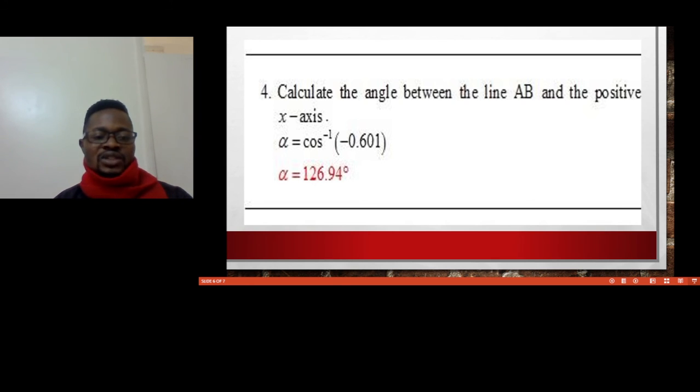If you don't know how to put this in your calculator, if you have this type of calculator that is here, mine is FX991ES Plus Casio, you just need to press shift when your calculator is on, press shift then cosine, and that is what we call the cos inverse. Now you put negative 0.601, equal sign, you get 126.941551. So I have taken 126.94 approximately as our angle, the angle between the line AB. And this is the fourth solution.